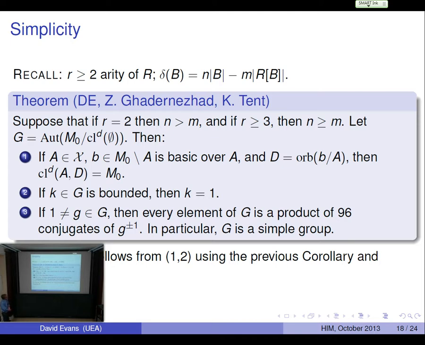G is simple because if you take a non-trivial automorphism, then every element of G is a product of 96 conjugates of it or its inverse. Okay, so we get that for these Hrushovski constructions.